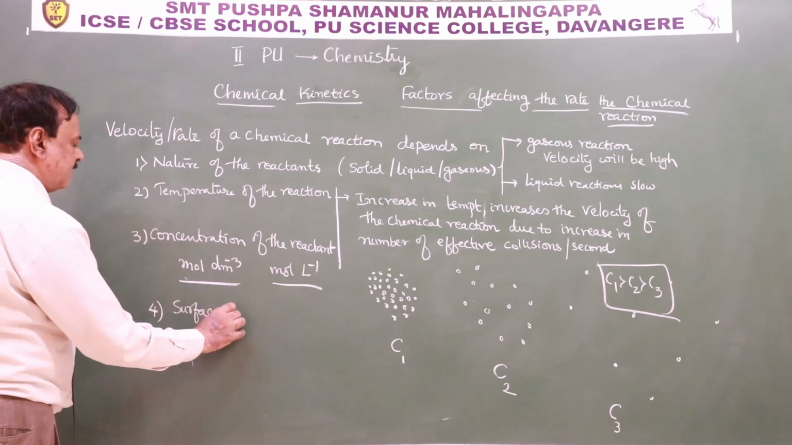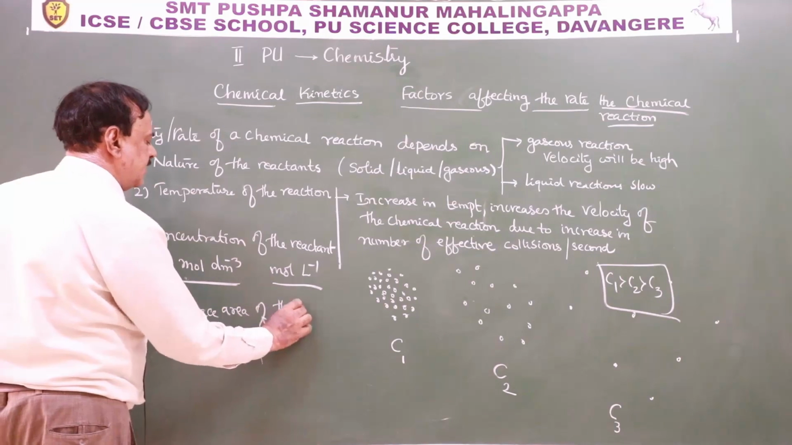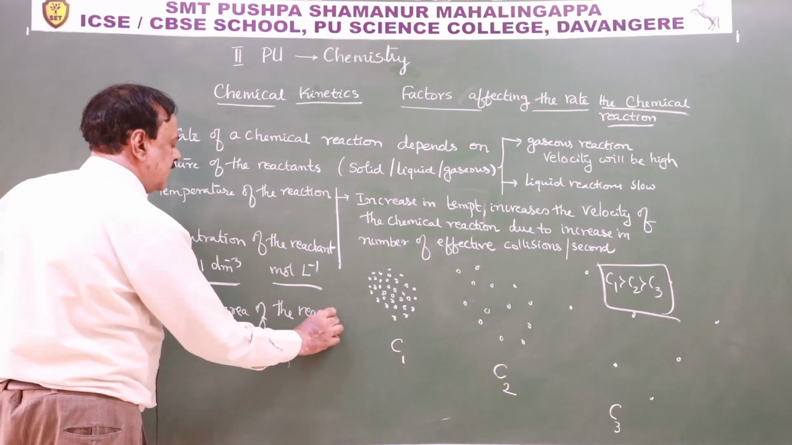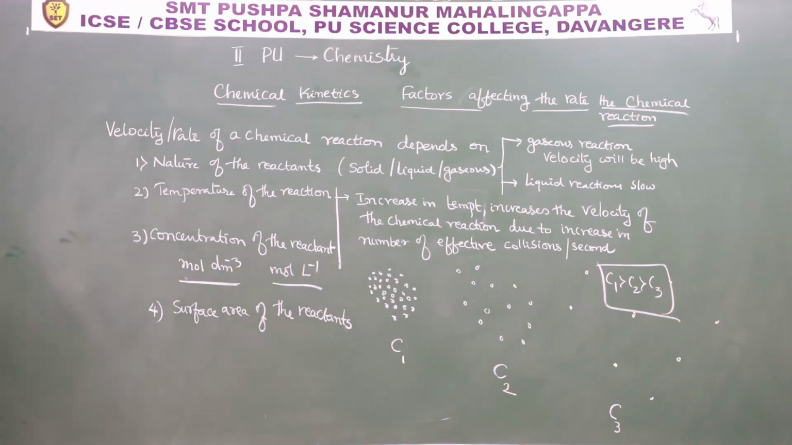Surface area of the reactants. The larger the surface area of the reactants, the more the velocity will be. The smaller the surface area of the reactants, the less the velocity will be.